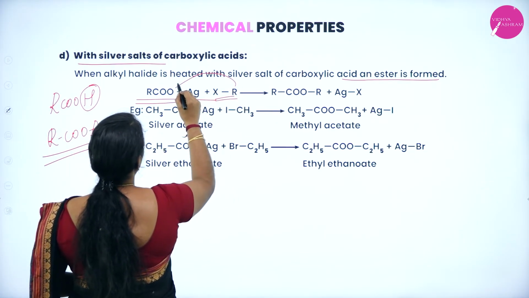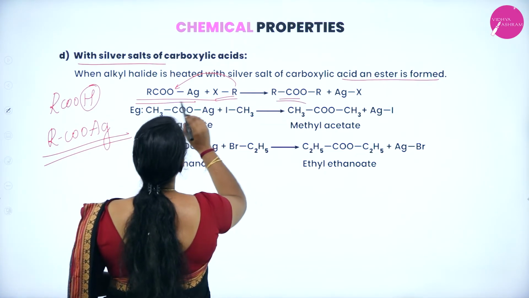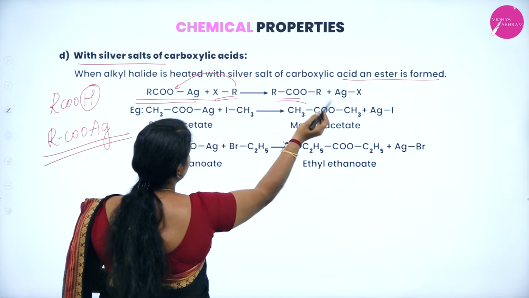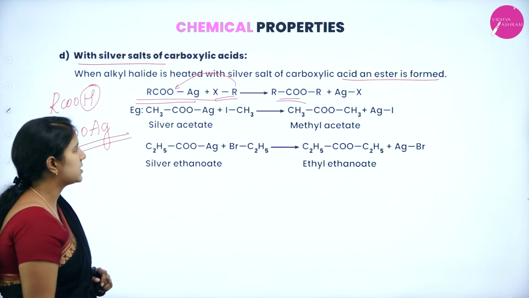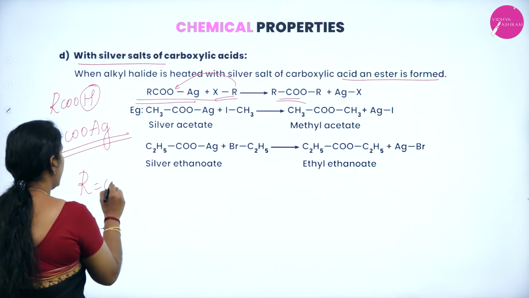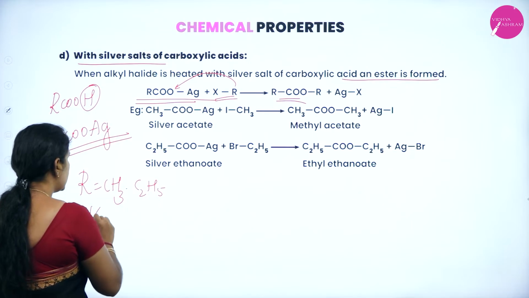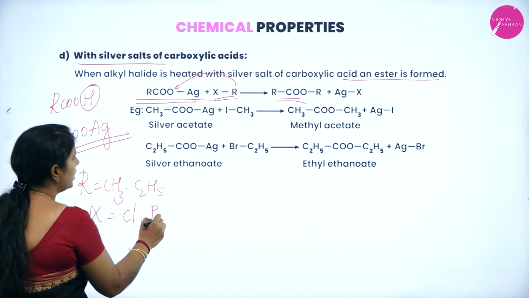This R combines with this COO to form an ester, and this silver combines with the X to form AgX. Again, you can replace R with CH3 or C2H5, and X can be replaced with chloro or bromo.